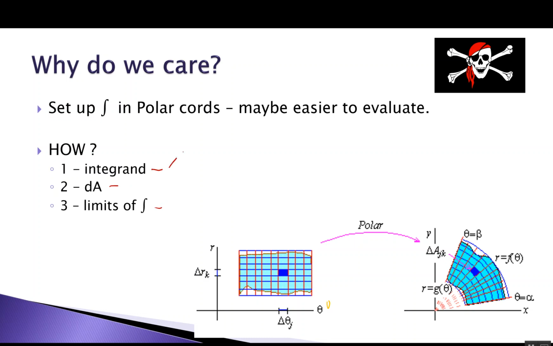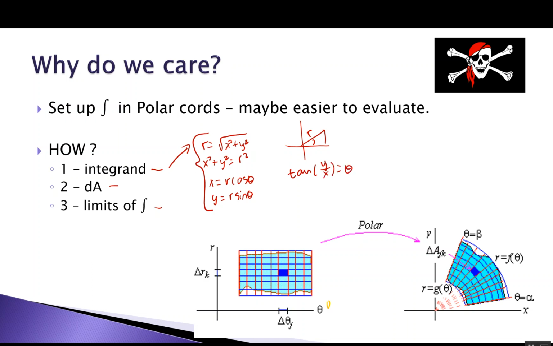So the integrand is not hard to do. Think about when we worked with vectors. Okay, when we had a vector, our r was the square root of x squared plus y squared. So we can think of that, or we can think of x squared plus y squared equals r squared. Another way to think of r is that x equals r cosine theta and y equals r sine theta. So we can use these equations to translate back and forth between x's and y's and r's and thetas right here. Also, we know that the tangent of y over x equals theta. We knew that before. And so we can look at that as well to help find our theta and our r. Our dA is a little bit trickier.